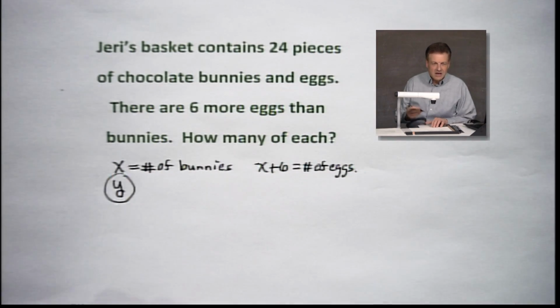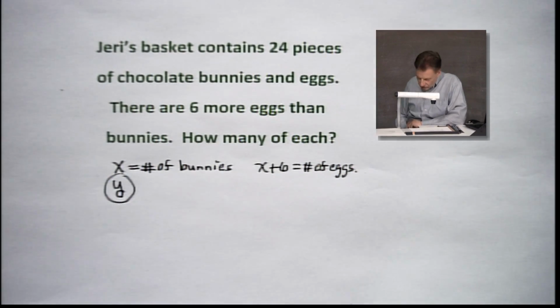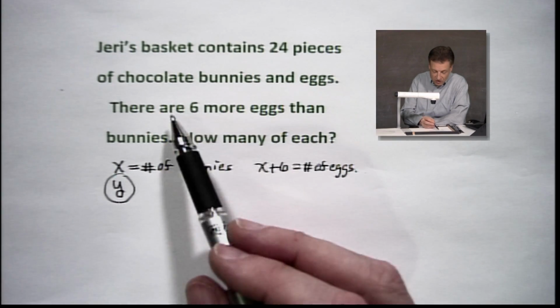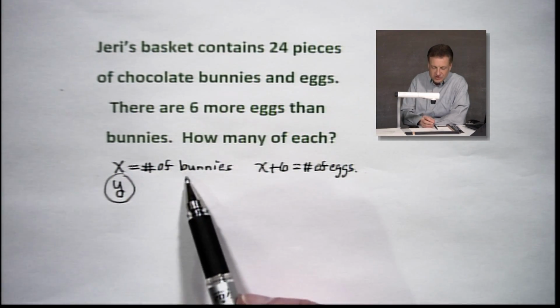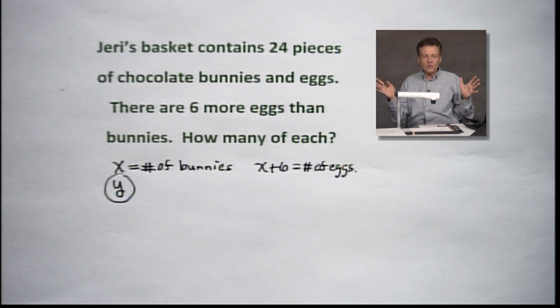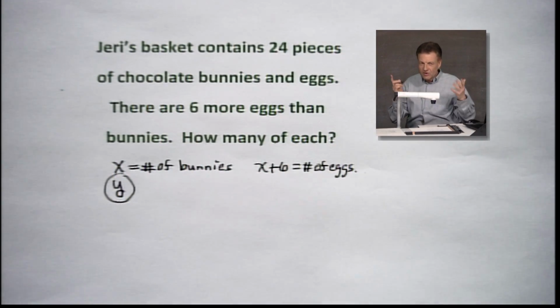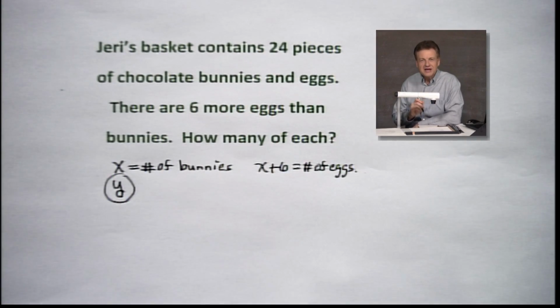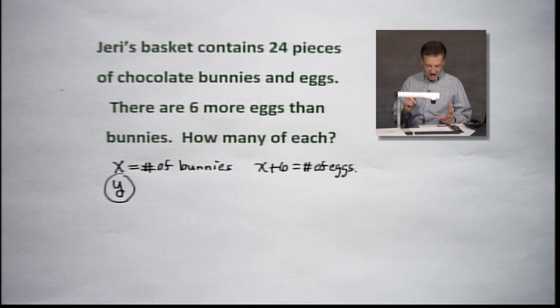Everybody good? Now, someone's out there already saying, well, what if we decide to let eggs be x? You could do that, and your bunnies would be then 6 less. But since this is already going in the right direction for us, we'll start with bunnies and go to the eggs. That'll work pretty good, I think, for us. Now, what's the story here? You put all these bunnies and all these eggs into one basket, and we want to figure it out from there. So let's do that.